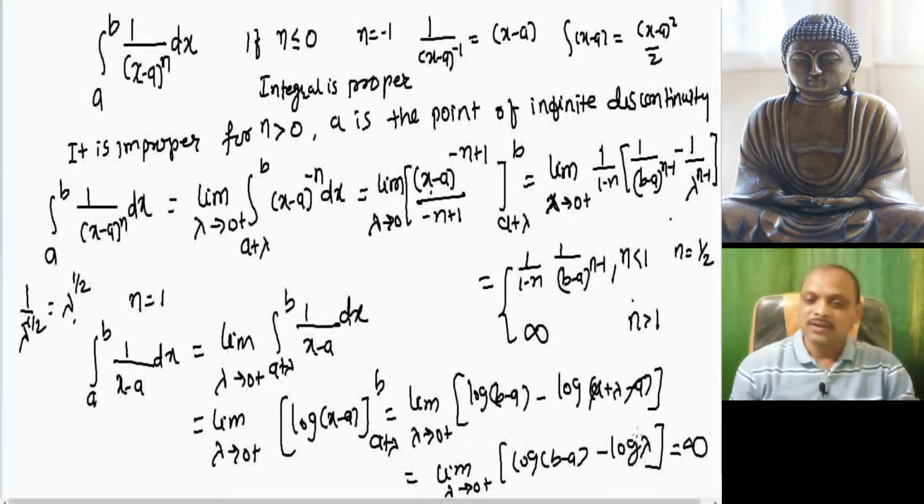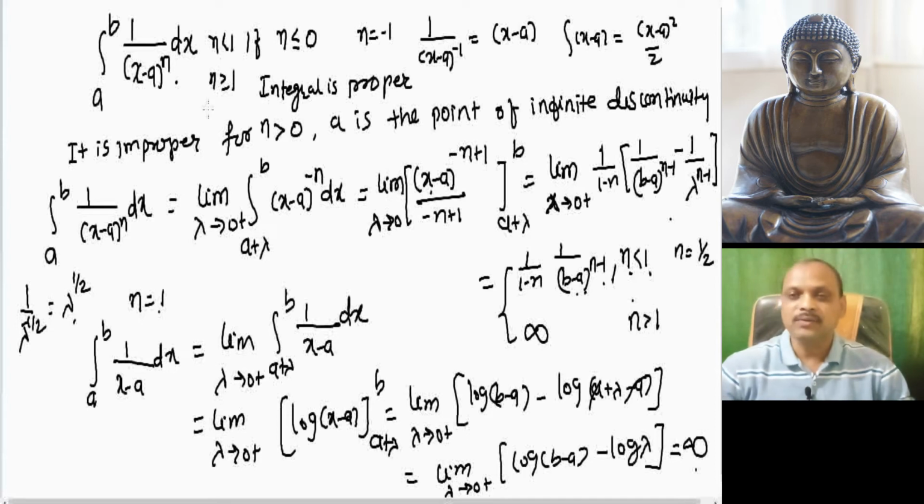Okay friends, then look at the values of n. For n greater than 1 and n equal to 1, the integral diverges. Also, it is a proper integral for n less than or equal to 0, and for n less than 1 the integral has a definite finite value, 1 divided by 1 minus n into 1 divided by (b minus a) raised to n minus 1. Hence we can say that this integral converges only for n less than 1 and diverges for n greater than or equal to 1. So this is an important integral which gives us the exact values of n for which the integral is convergent.